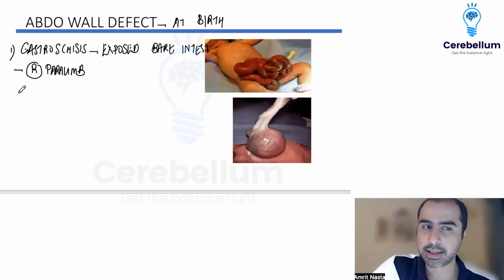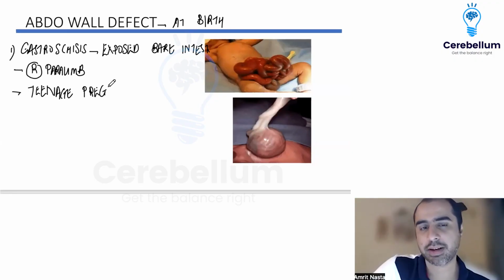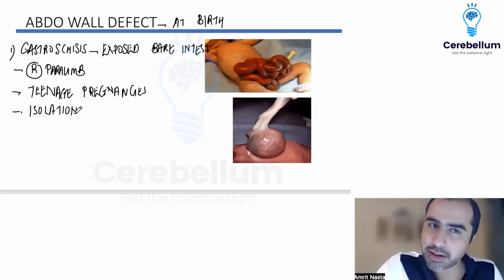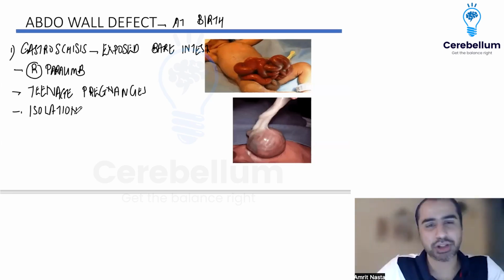This defect is seen in teenage pregnancies. It is not that common in today's times. But young mothers, when they deliver, this kind of defect is seen. It's one of the common defects seen in teenage pregnancies, and it happens in isolation. Isolation means the child will not have other abnormalities. He will not have cardiac problems, renal problems. Those will not be there, only this gastroschisis.